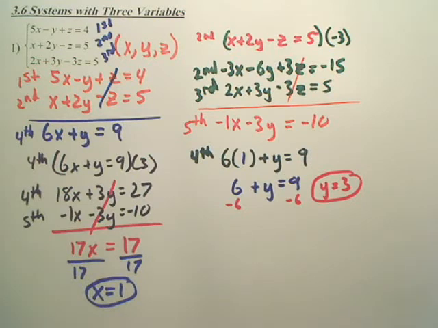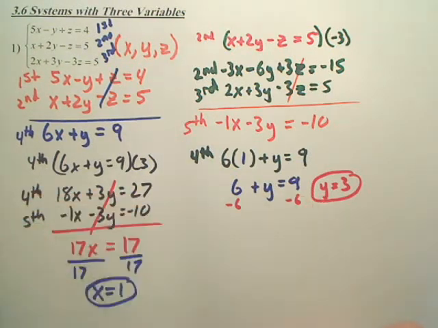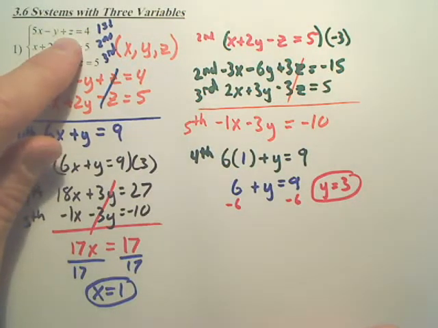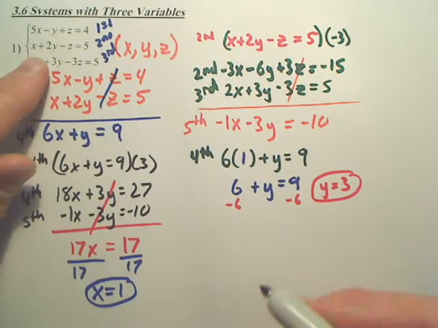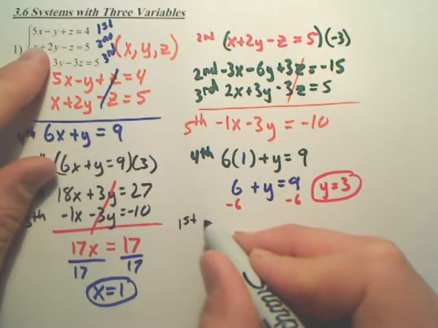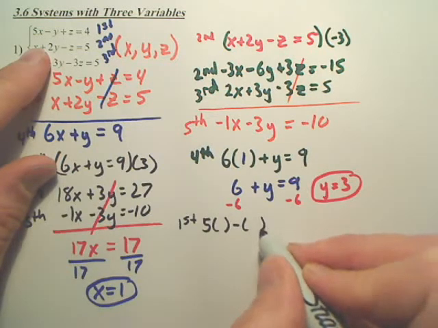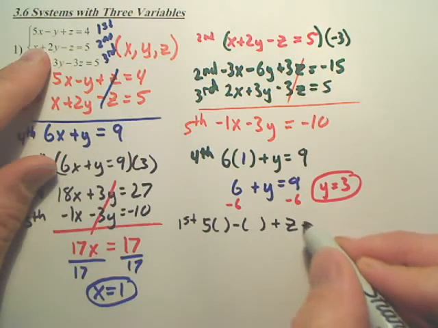Okay. So we have x and y. We have one more letter to go. What we need to do here is choose one of the originals, plug x and y in, and we can solve z. Which one looks easiest? Second? Yeah. Isn't z easy right there? Look at z. He's nice and pretty. I'm going to go with the first. We're almost done, you guys.